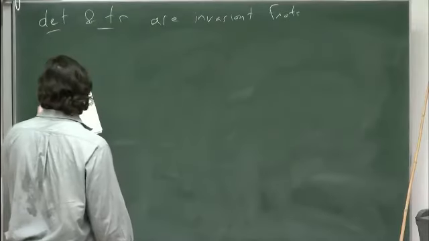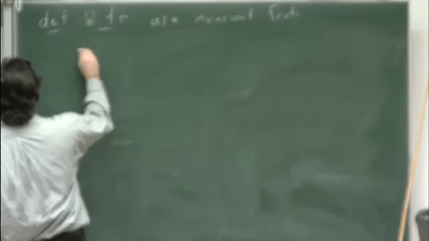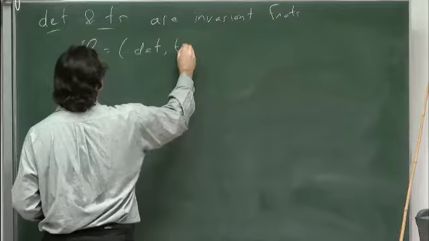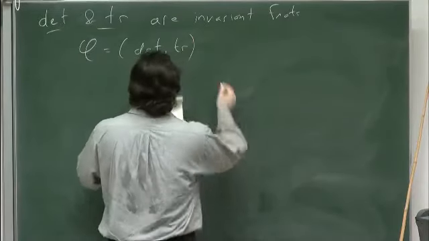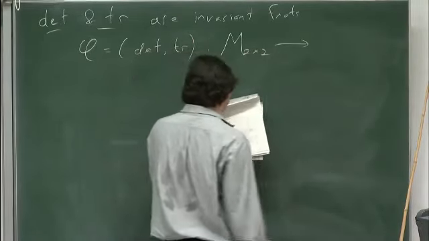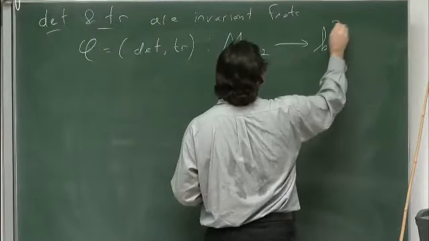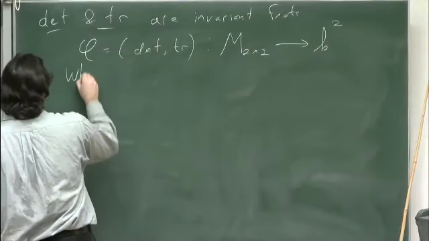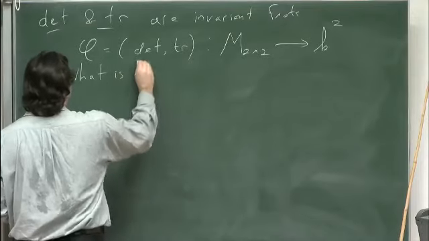Okay, so what we do is we just consider the map Phi, defined to be the pair of functions, determinant and trace, mapped from 2 by 2 matrices over your base field to the field to the second power, of course, because there are two functions. And you can ask yourself, what does the fiber look like?